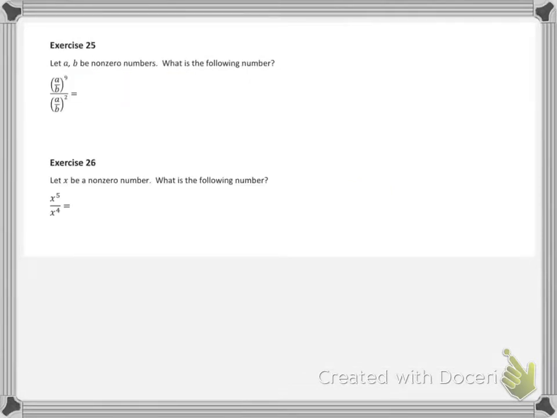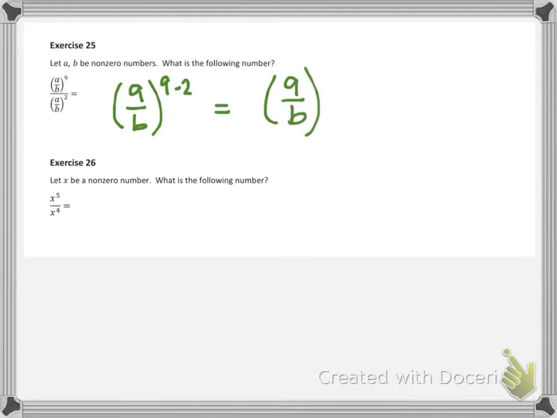All right, let's keep going here. Bases are the same, so A over B is my base, and then 9 minus 2, and that gives us A over B to the 7th power. All right, again, I've got X as my base, 5 minus 4 are my exponents. That gives me just X to the 1st power, or X.